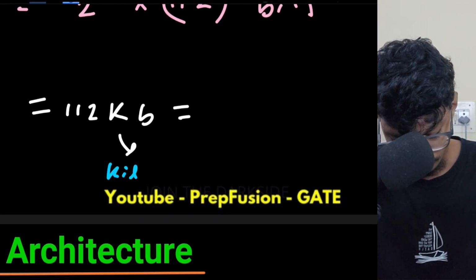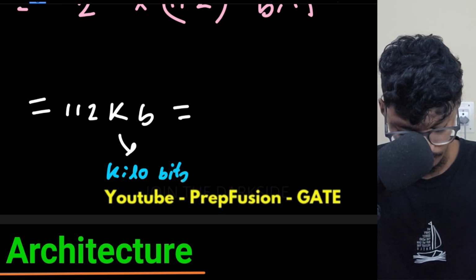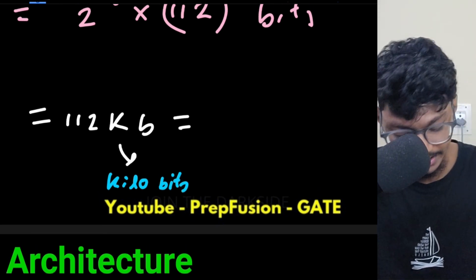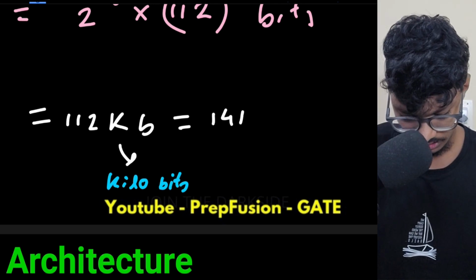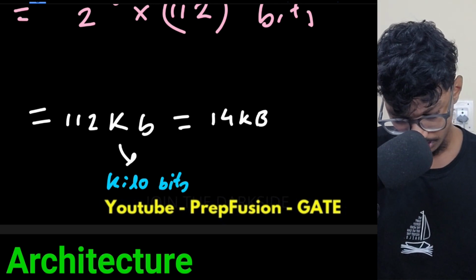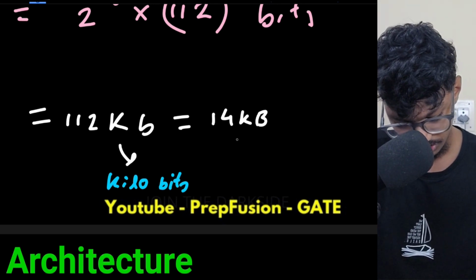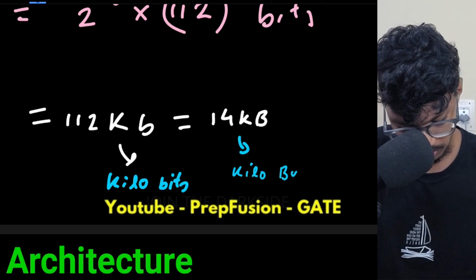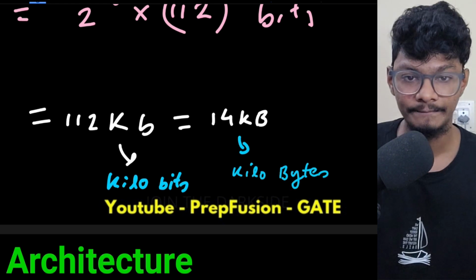Kilobits. And what about if I want to write it in bytes? I have to divide by 8. It will be 14 kB. Okay, this is capital B, so this is kilobytes. Okay, so just be careful.